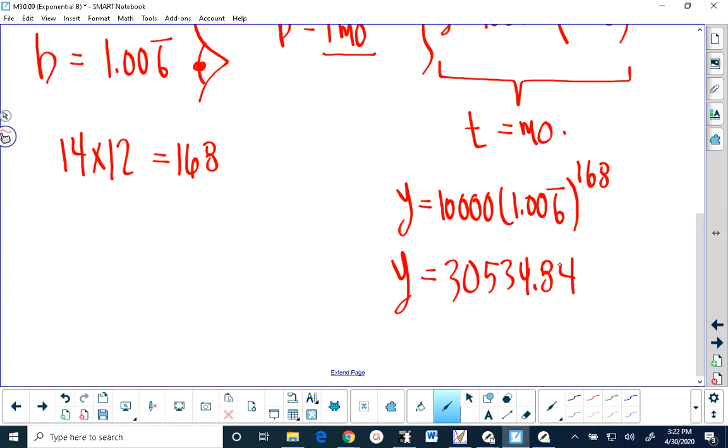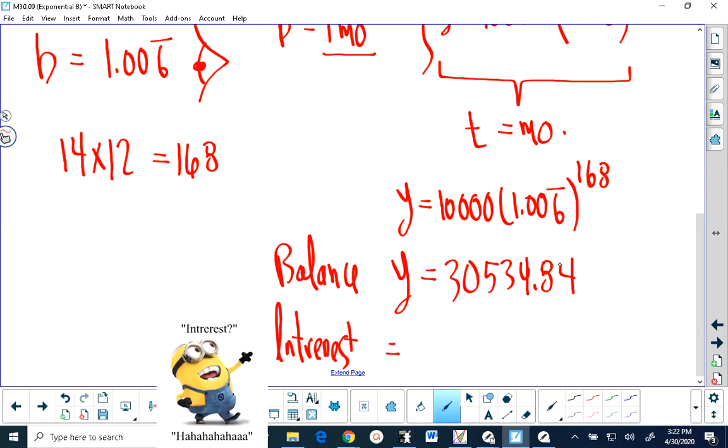That's the balance. And again, if you wanted to know the amount of interest, you would take the balance and subtract the $10,000 original investment, you get $20,534.84.